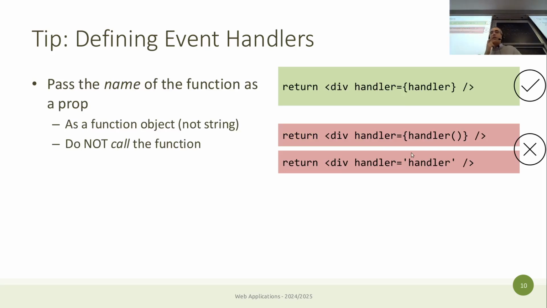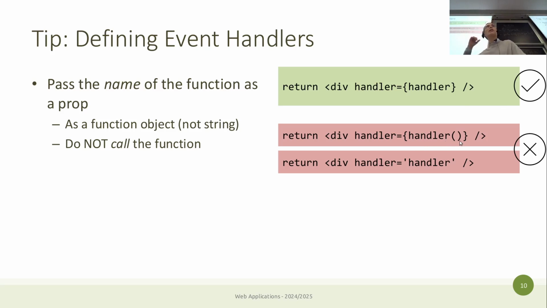When you pass it to event handlers or properties and so on, of course you need to pass the reference to the function. Okay, so you cannot pass the returning value of the function.